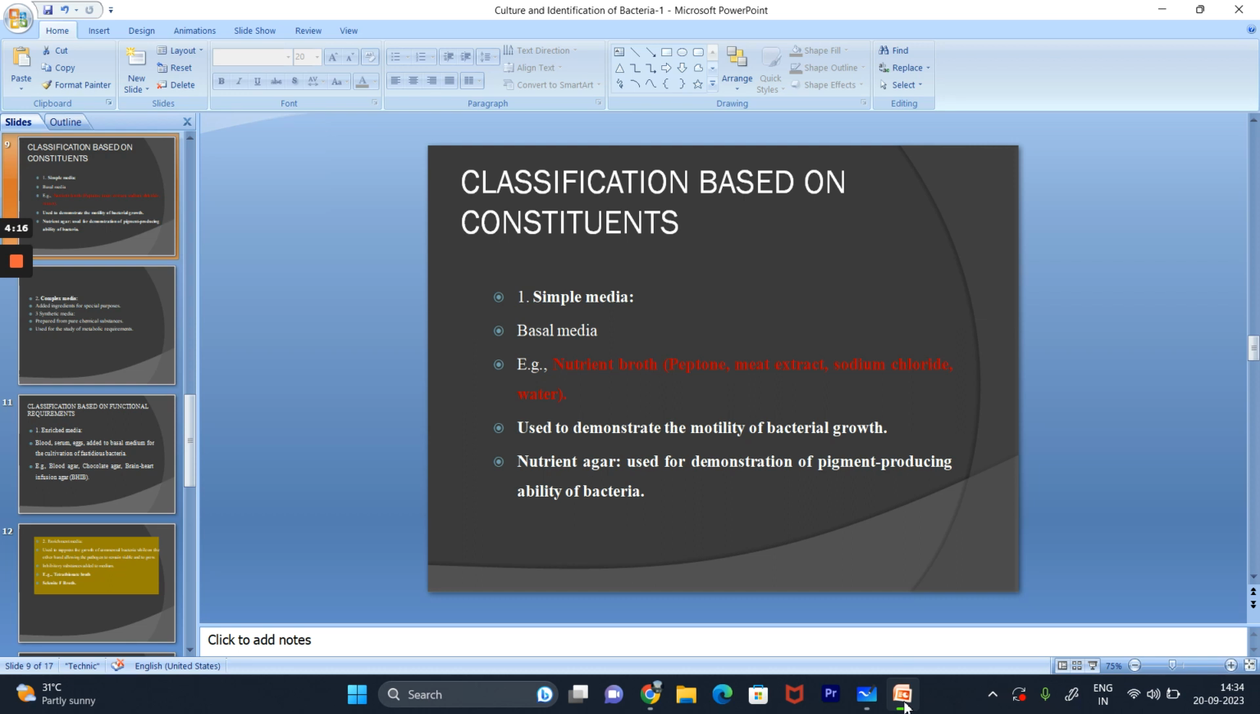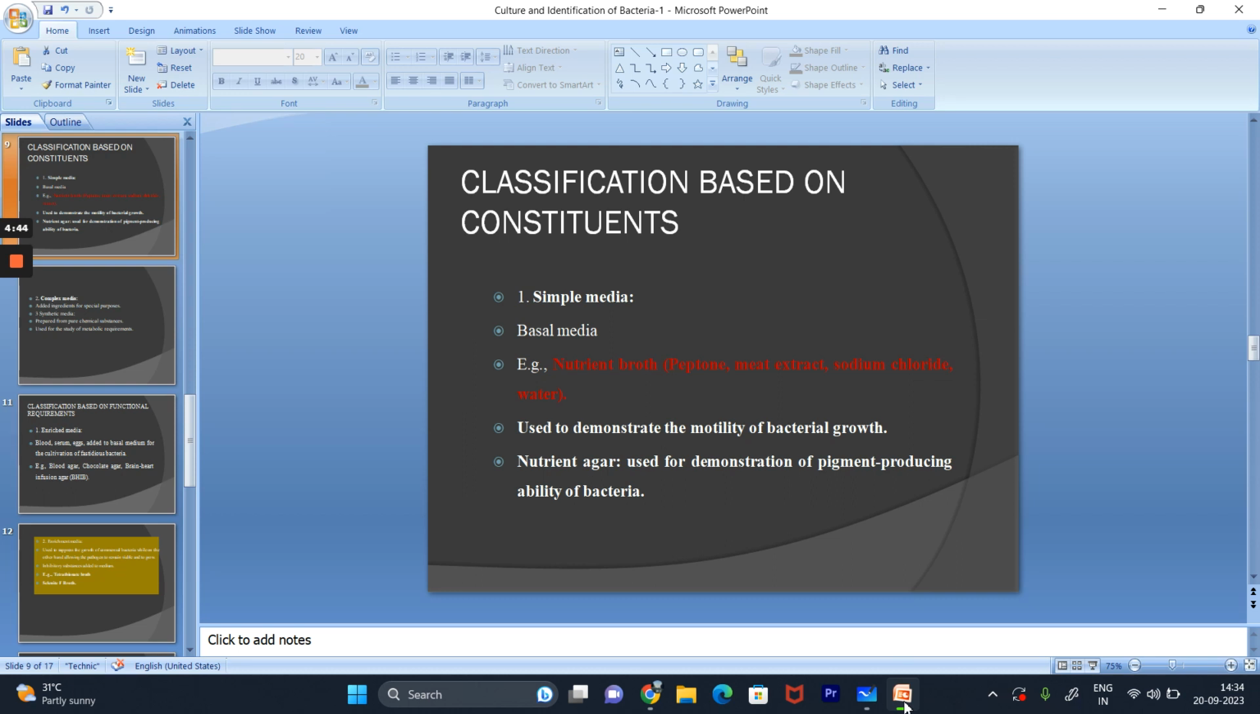Classification based on the constituents. On the basis of their constituents, the first one is the simple media, which is also known as the basal media. Nutrient broth and nutrient agar are the best examples of basal media. Nutrient broth consists of peptone, meat extract, sodium chloride and water, and it is used to demonstrate the motility in bacterial growth.